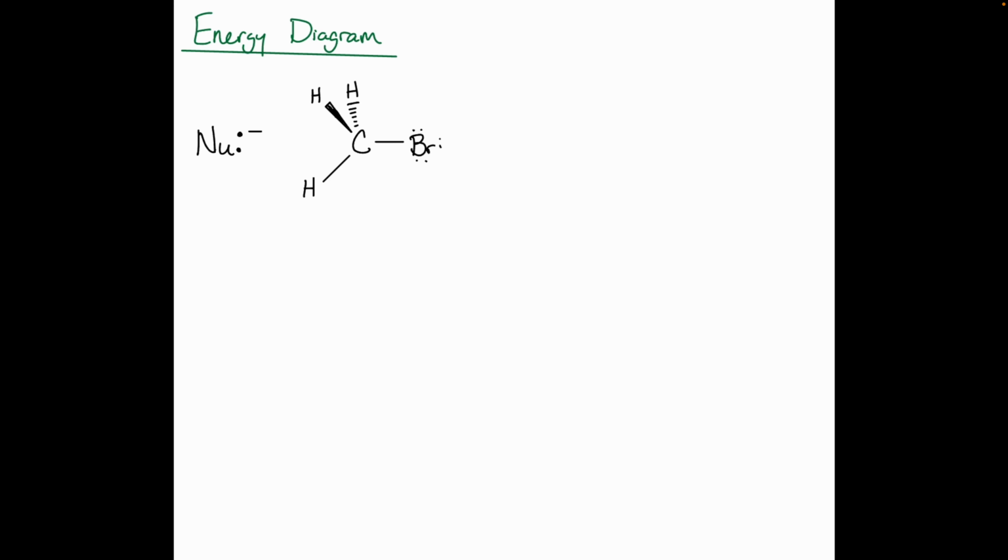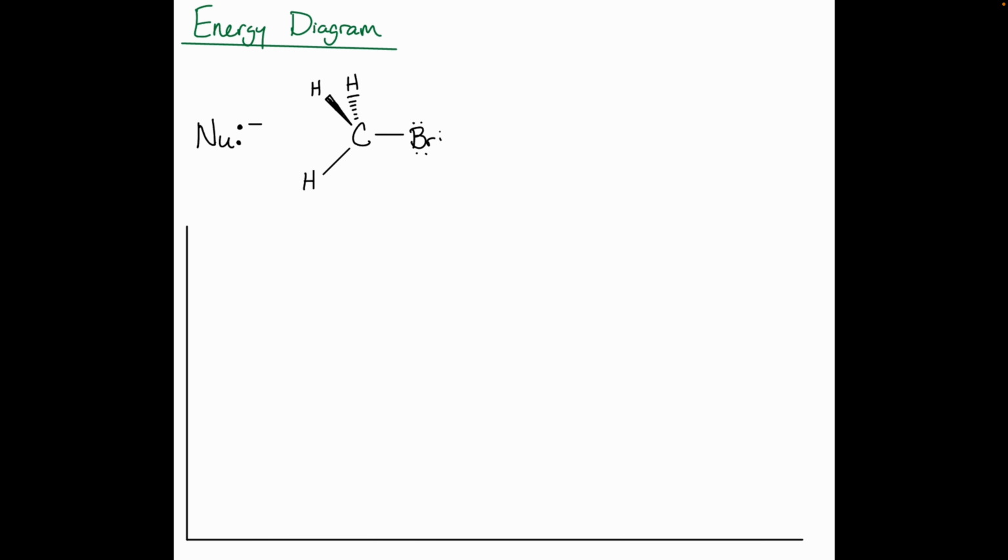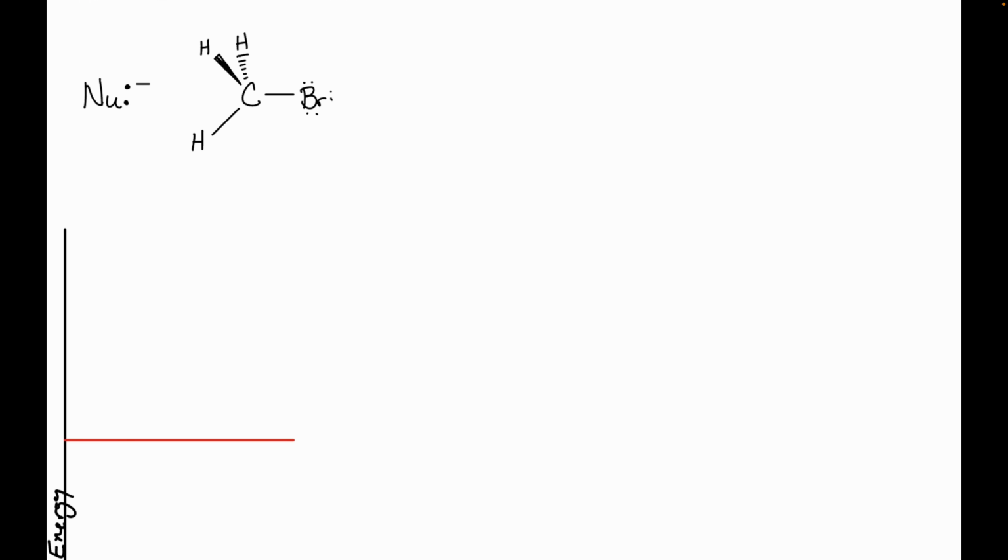All right, so now underneath here we're going to sketch out our energy diagram. And these are my reactants, so I'm going to start out at this energy level here. All right, my nucleophile is going to attack, and my leaving group is going to leave. And when this happens, that's when we get this increase in our energy diagram.